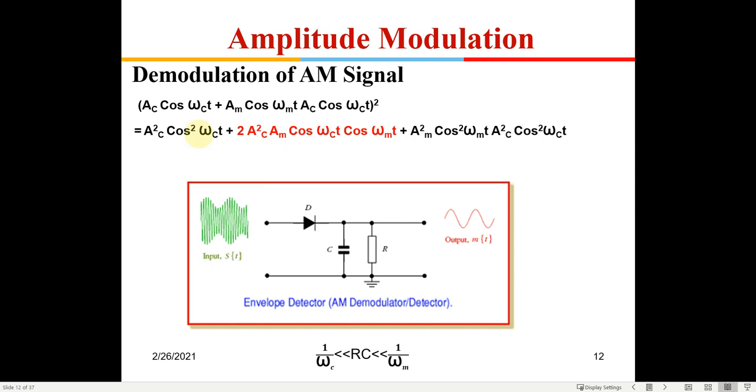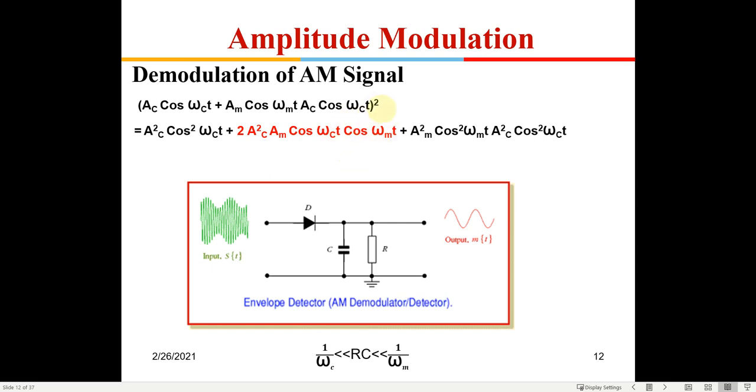So this is going to be a high frequency component. This is also going to be a high frequency component. Here there is a cos square, which I can write as 1 plus cos 2 omega ct. That 2 omega ct again is a high frequency component, but that one along with this cos omega mt will be the baseband signal. So I can easily filter out that signal here.